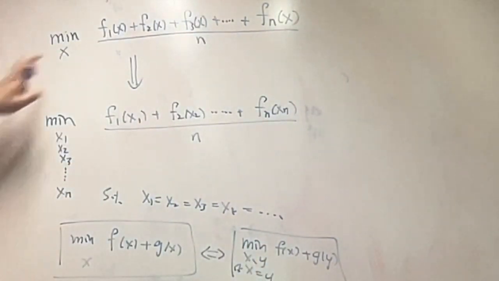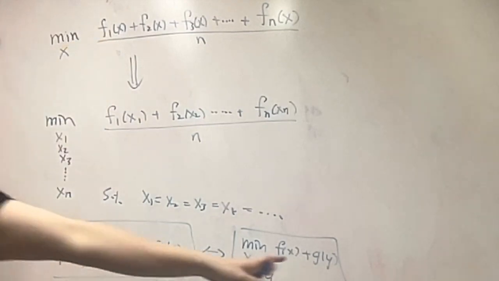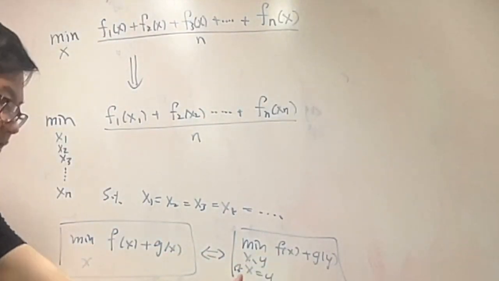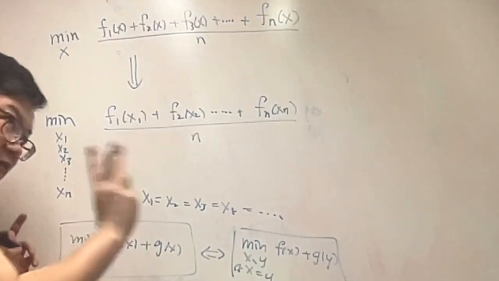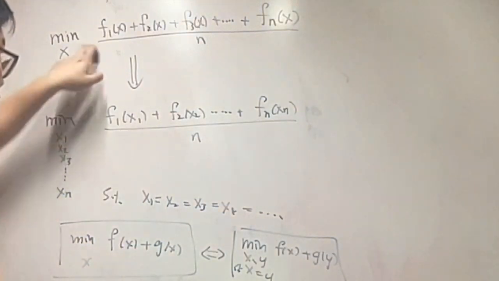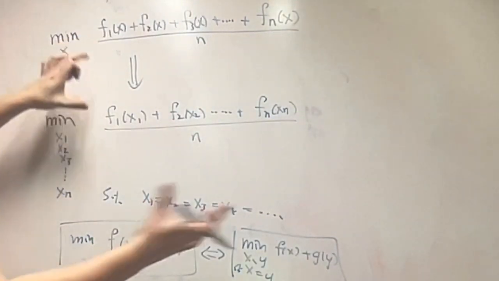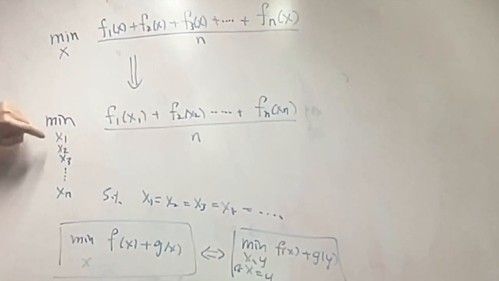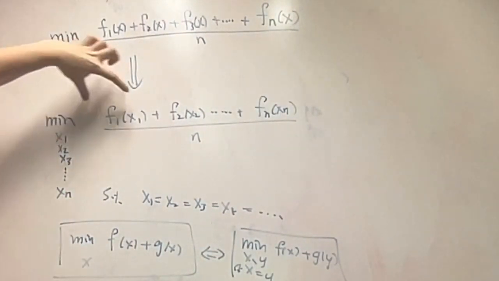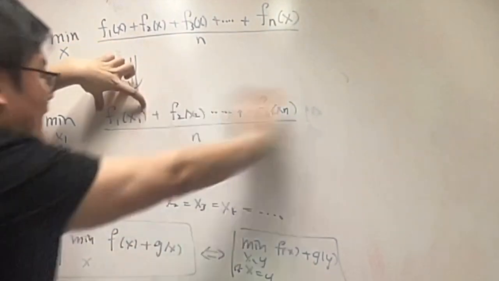Now I have a bunch of them. I can do the same idea, right? So this is for n equal to 2, and this is for general n. And then what's the advantage? When I need to update x1, I only need to care about this guy. I don't care about anything else.